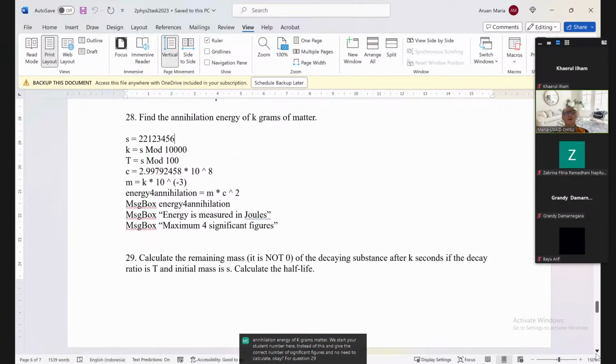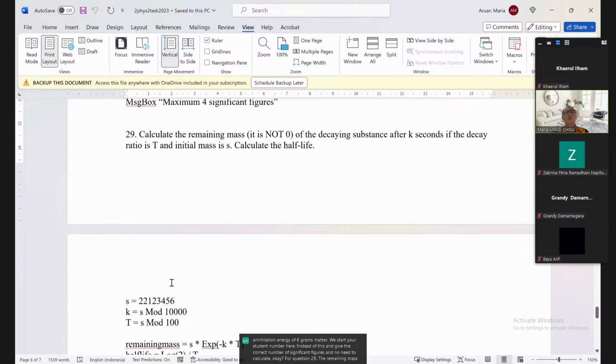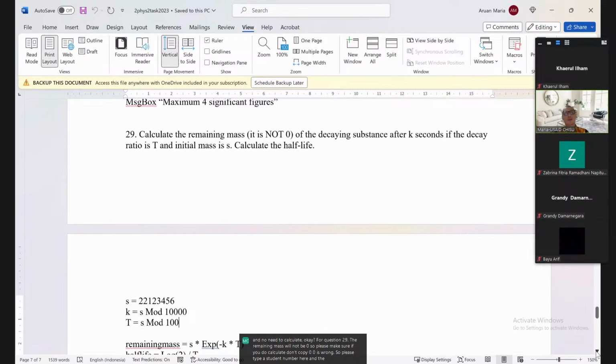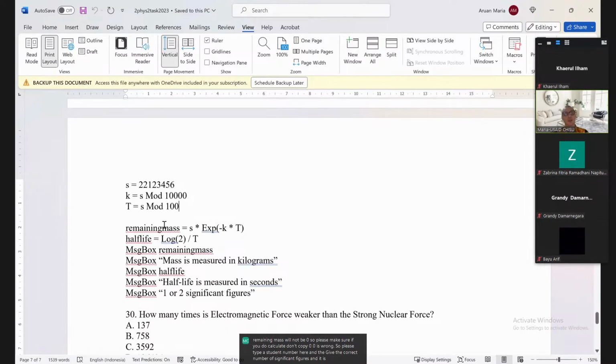Question 29, the remaining mass will not be zero, so please make sure you do calculate, don't copy zero, zero is wrong. So please type your student number here and give the correct number of significant figures, and it is better not to calculate, because if you calculate, often it gives you the remaining mass as zero, which is not true, so you need to adjust it so that it's not zero. As you hopefully understand from calculus, this exponent will never be zero, it will only be zero at the infinity, and our numbers k and t, obviously they are not infinite, right?